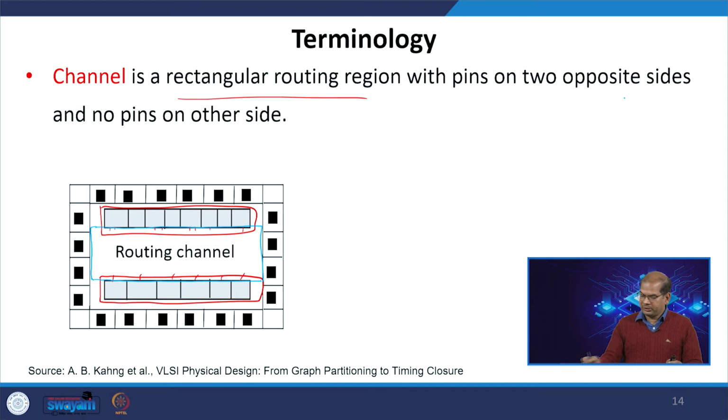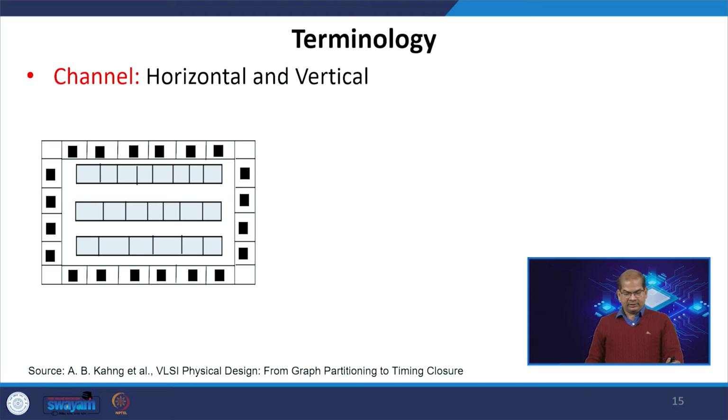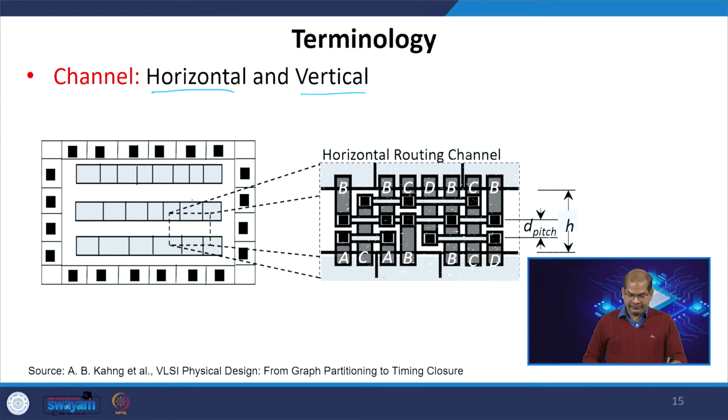There are pins on the two opposite sides, the top and bottom, but no pins in this direction or in this direction. So, the pins are on two opposite sides and there are no pins on the other two opposite sides. That is called a channel. There are two types of channel: horizontal channel and vertical channel. Here, all are horizontal channels.